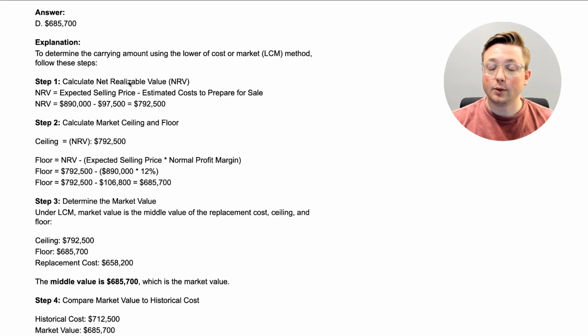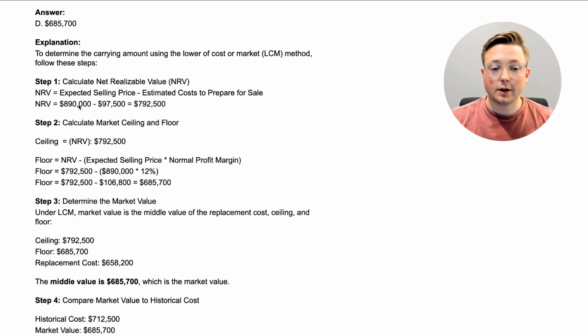First, you calculate the net realizable value. That's always the first step between these two methods. And again, that is the expected selling price less the estimated cost to prepare for sale. Notice we did not include the warranty expenses because that's post-sale. Like you've already sold the product. Those are going to be different expenses. These are expenses specifically for preparing it and selling it, things like that.